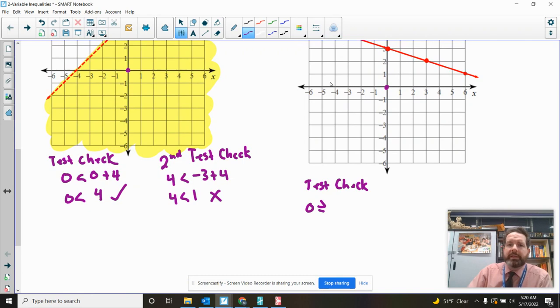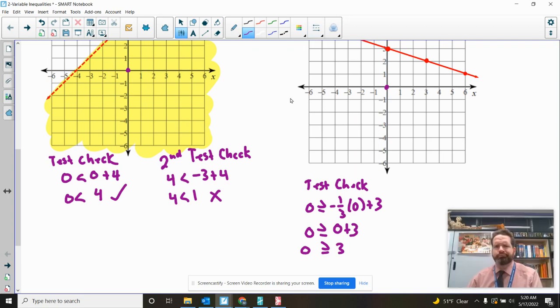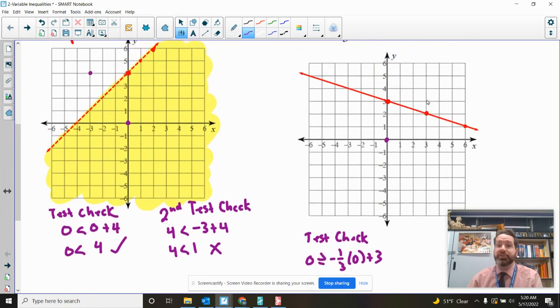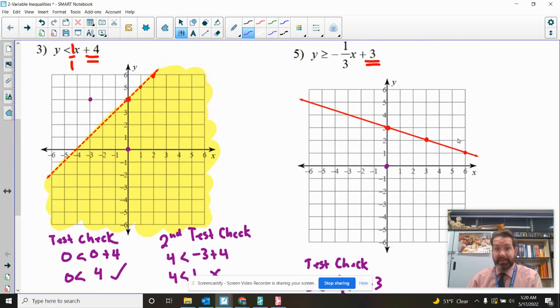greater than or equal to -1/3 times 0 plus 3. We want to see if this is true or false. Let's see. -1/3 times 0, that's just 0. Is 0 greater than or equal to 0 plus 3? Well, that's just asking, is 0 greater than or equal to 3? No, 0 is less than 3. This is false. So that means this side of the inequality, the side with that test point I just picked, is not the side that gets the shading. So the shading should go above the line here.